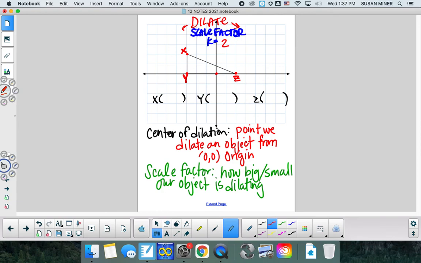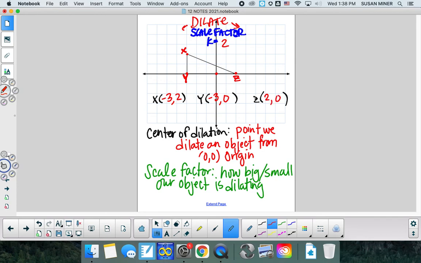So there's an easy way to do it. Let's first identify where each of our points is currently located. X is currently located at -3, +2. Left 3, up 2. Right? And Y is currently located at -3, 0. Z is currently located at +2, 0.